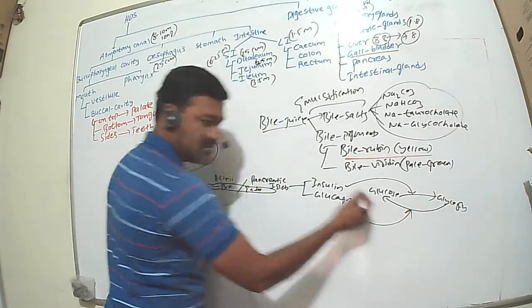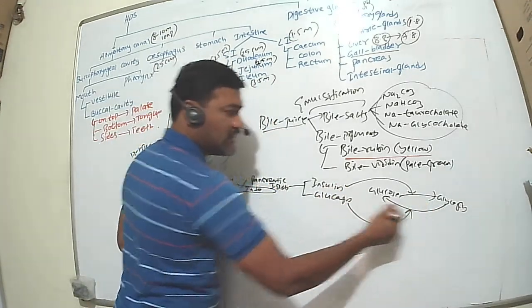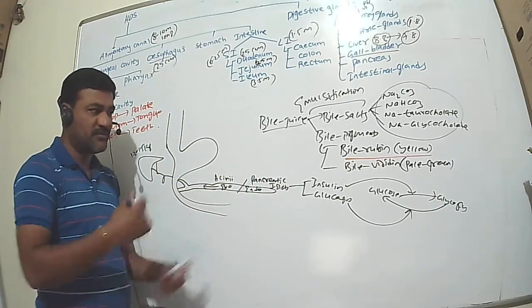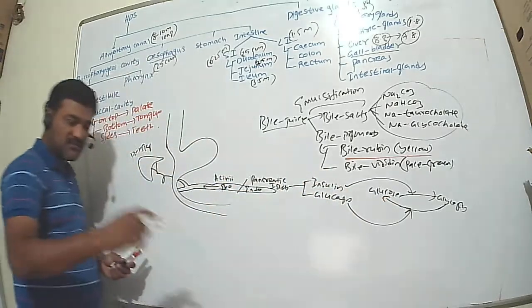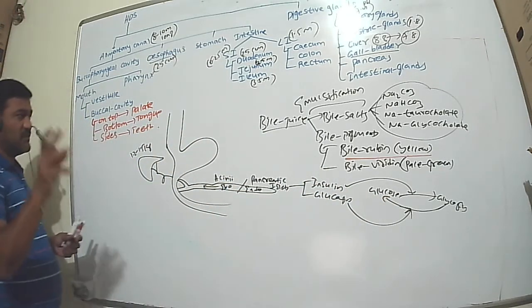Since here glycogen is being produced, we call it glycogenesis, and here since it's breaking down, it's called glycogenolysis. Conversion of glucose to glycogen is called glycogenesis because it's being produced. Genesis. This is glycogenesis and this is glycogenolysis. Okay, we'll talk about that in the endocrine system.